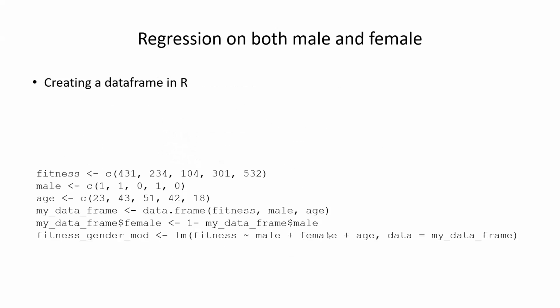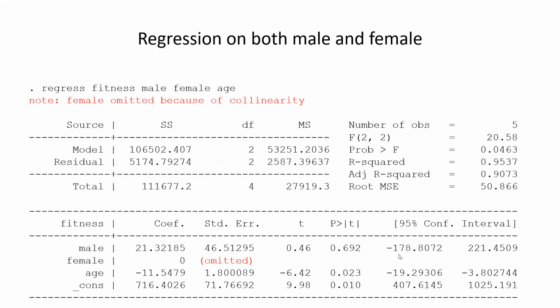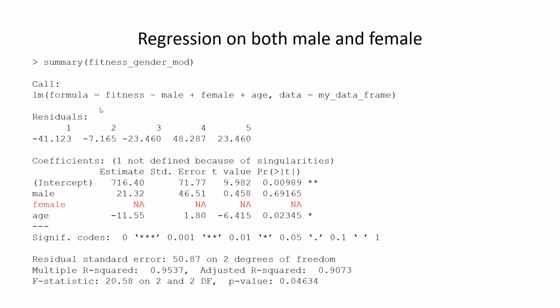In R, the syntax is slightly different, but the idea is the same. I have my fitness score and I regress on male, female, and age. Ooh, there's something red. Stata doesn't like this. Note, female omitted because of collinearity. What did it do down here? Female has a coefficient of 0 and standard error omitted and the rest omitted. What does R do? R has the same. They don't give a warning message, but everything here is missing, not available.